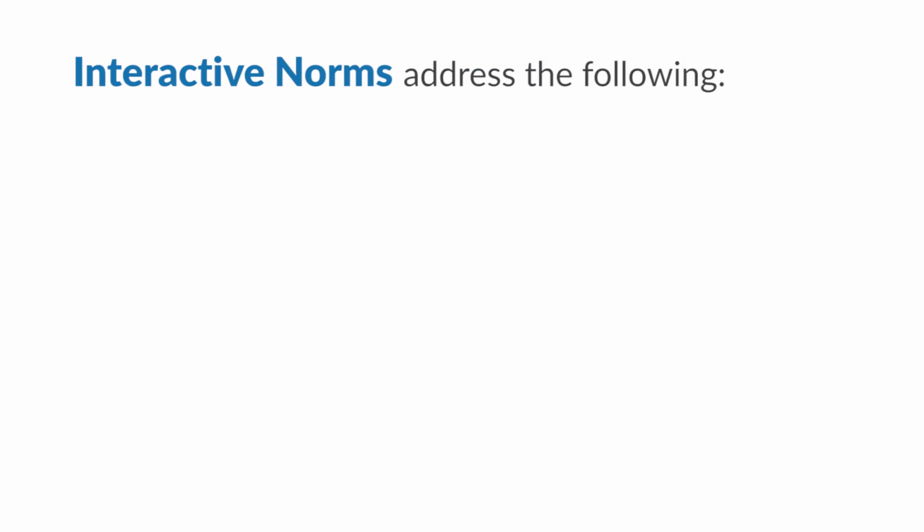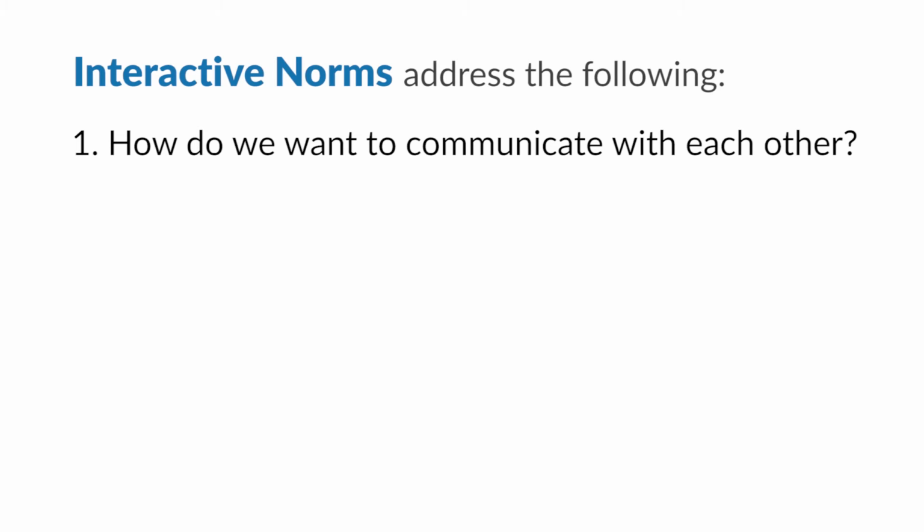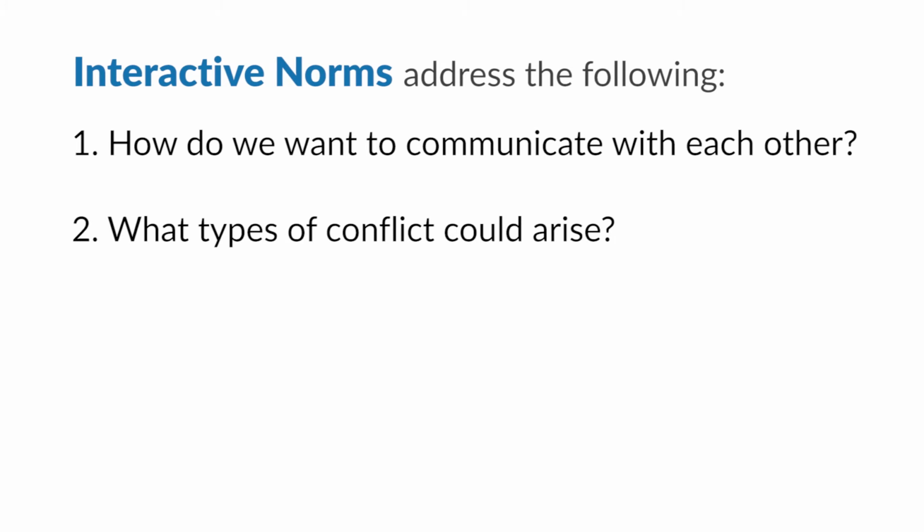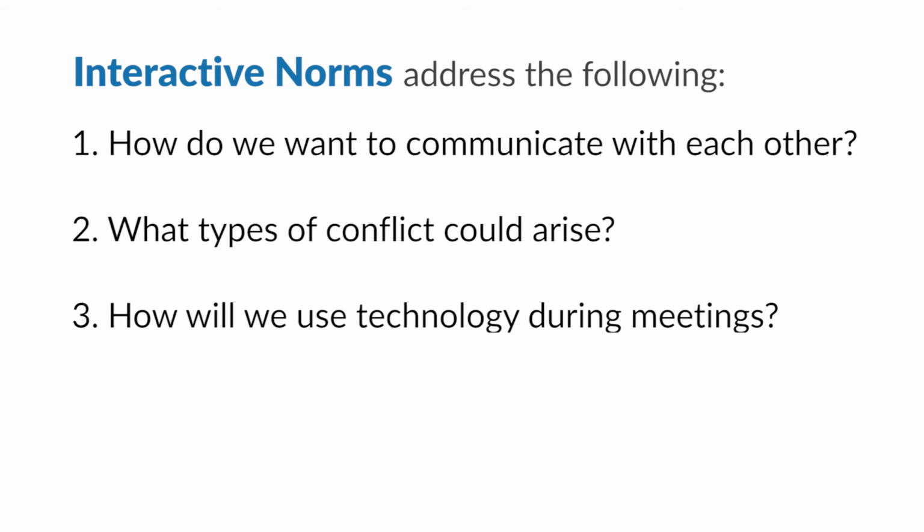Let's now talk about interactive or interpersonal norms. During the meeting, we would be asking these types of questions. One, how do we want to communicate with each other during and between meetings? Two, what types of conflict could occur and how do we want to manage each type of conflict? This is probably the most important one you want to deal with in the group because this is the one that could cause the most dysfunction and actually stop the group from being effective. And three, how do we want to deal with the use of technology during the meeting?